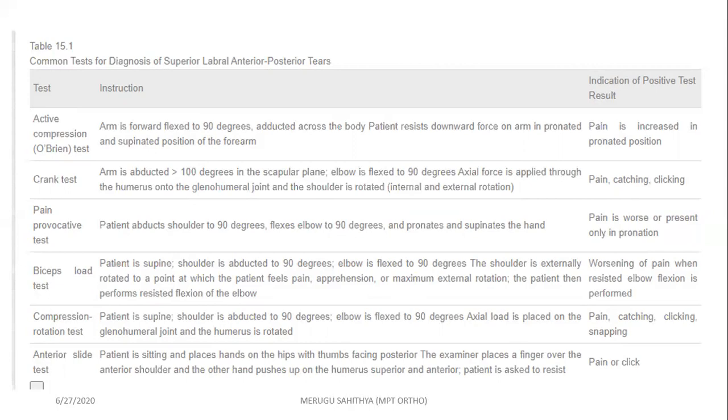Next test is the anterior slide test. The patient is in the seated position and places hands on the hips with thumbs facing posterior. Then the examiner places a finger over the anterior shoulder and the other hand pushes up on the humerus superiorly and anteriorly. The patient is asked to resist. A positive test result is pain or a click sound.